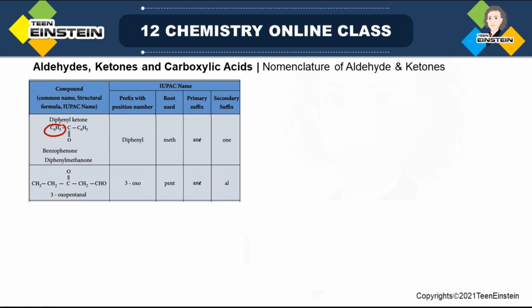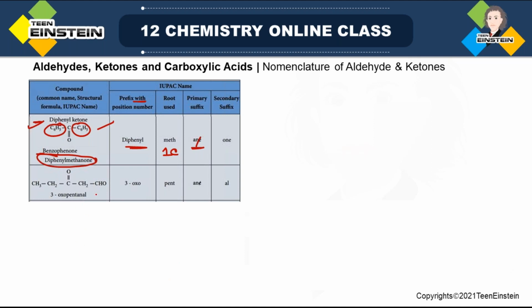This example you have already seen. Both sides of the carbonyl you have 2 phenyl. So here this is the common name mostly used: diphenyl ketone, this is also common. But the IUPAC name given at the end is diphenyl methanone. So here the prefix is diphenyl, as you have 2 phenyl substituents. Then the root word is single carbon, meth. Primary suffix is basically ANE, but here there is a slash mark on E because E is not written, it is omitted, but instead you write ONE.